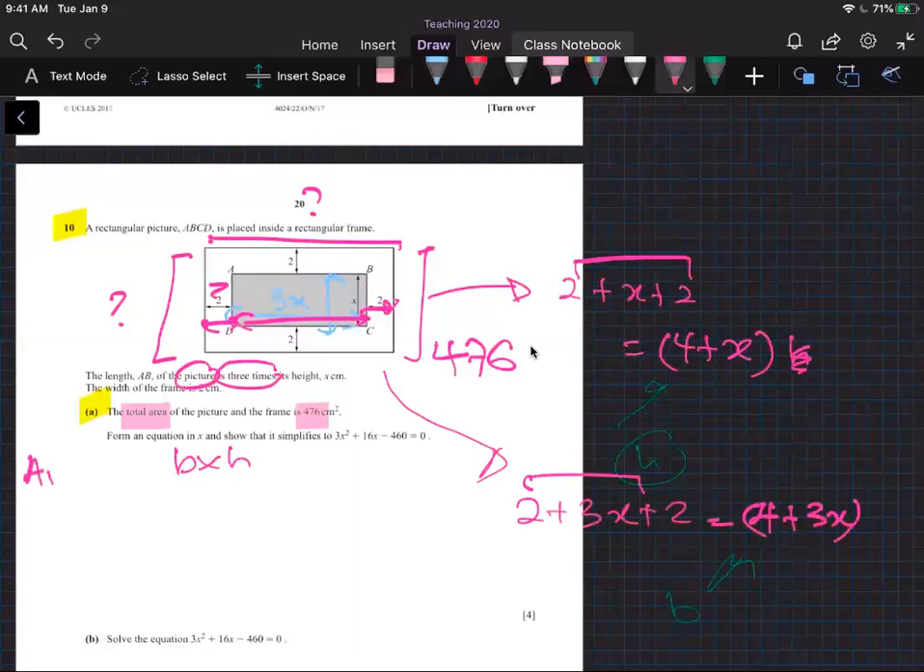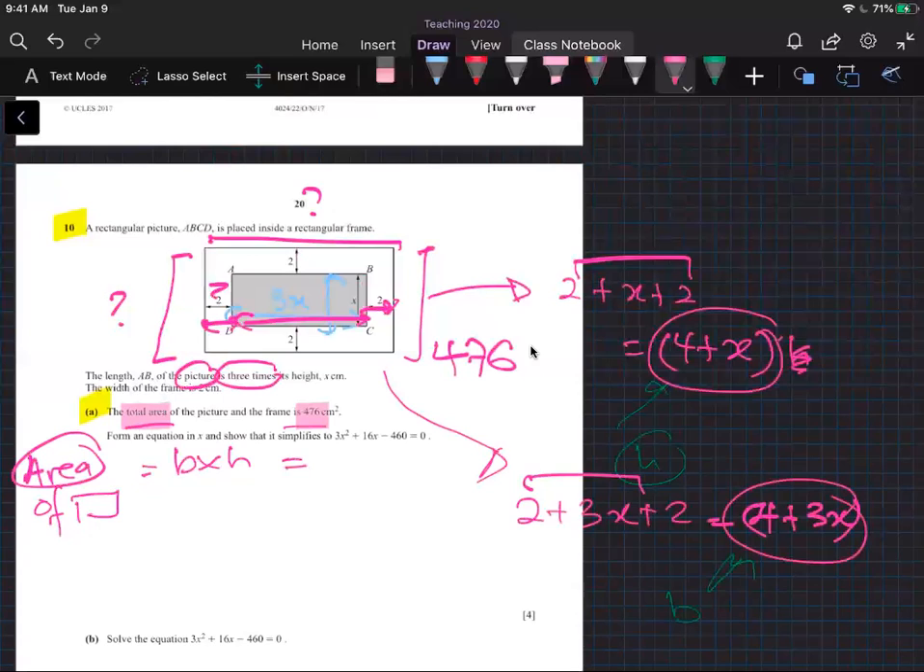Ini area of rectangle kan. Okay, lagi sekali saya ulang. Kenapa saya fokus on area? Pasal ia bagi jawapan untuk area. Itu yang kita ni dapat. Okay, pakai base times height. Base times height artinya, ini kali dengan ini is equal to, you sudah bagi 476. So, base 4 plus X times height 4 plus 3X equal to 476.